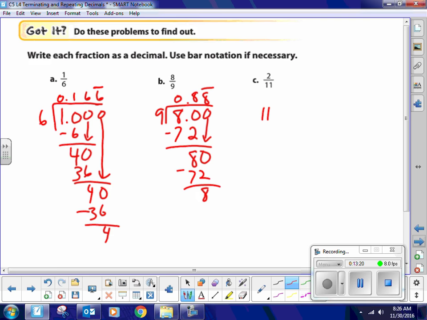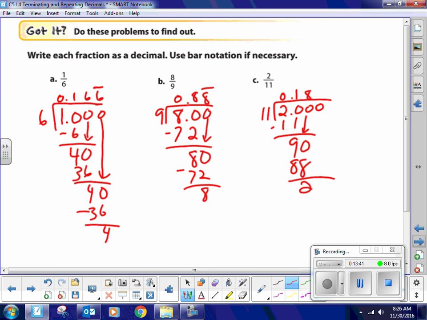Doing C, 11 divided into 2, okay? 11 can't go into 2, so you give it a 0, annex a 0, right? 11 can go into 20 one time for 11, all right? And it's going to bring you 9. You got 9 left over, bring down the 9, and then all of a sudden you're going to have an 8 for 88, and oh my gosh, it's going to repeat.